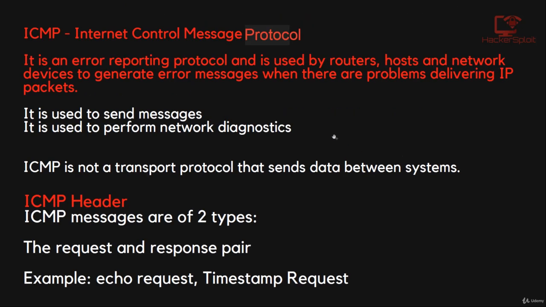If we go into ICMP, the Internet Control Message Protocol, you can see that it is an error reporting protocol used by routers, hosts, and network devices to generate error messages when there are problems delivering IP packets, or Internet Protocol packets. The primary function of ICMP is to send messages, and it is used to perform network diagnostics. We'll be looking at this a lot with Nmap, and I'm sure you'll be really excited to see how this works. The most important thing to understand is that it is used to send messages or probes, and to perform network diagnostics.